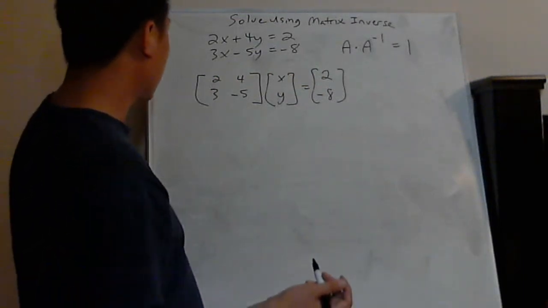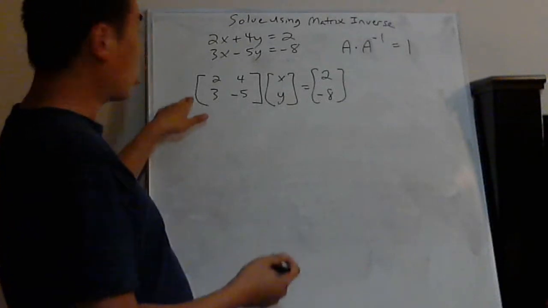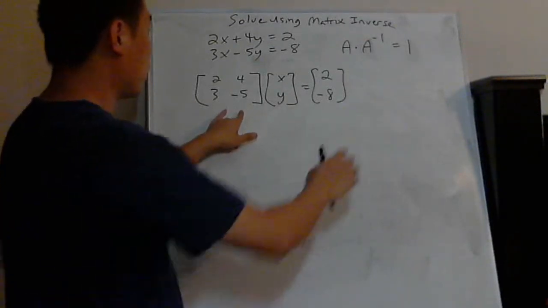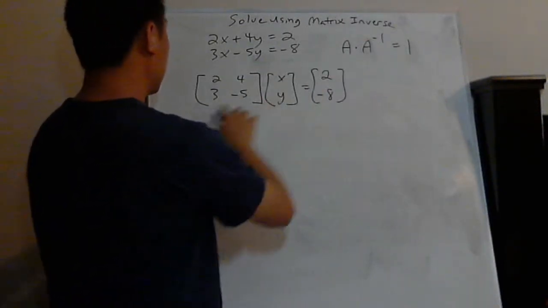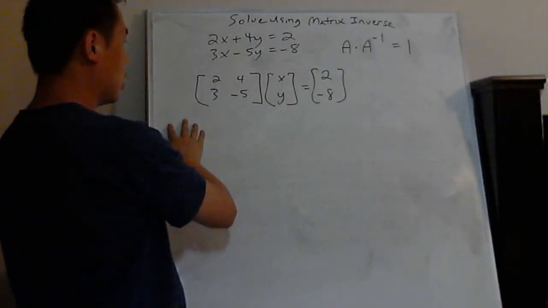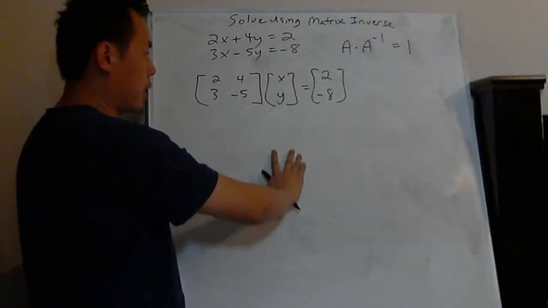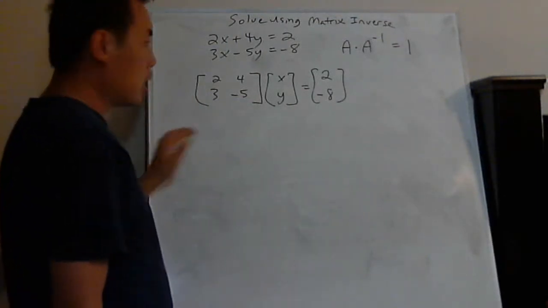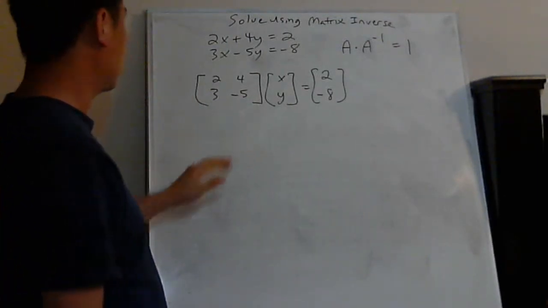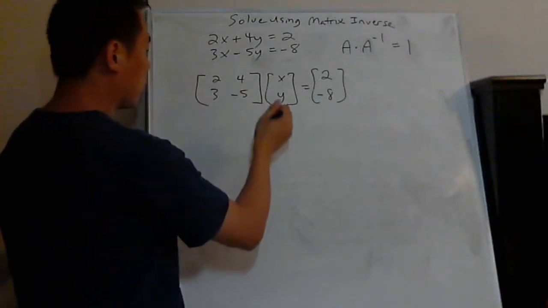Well, what can I do here? I can multiply by the inverse of this. If I multiply by the inverse on this side, wherever the inverse is, and then I multiply on this side, this will become 1, which means the solution is this x, y in here equals something. So I want to multiply by the inverse of this.